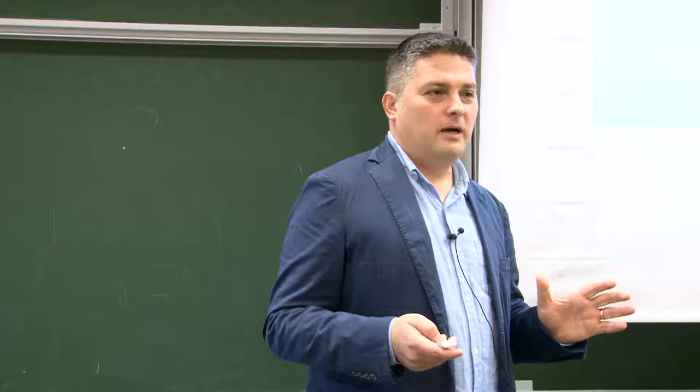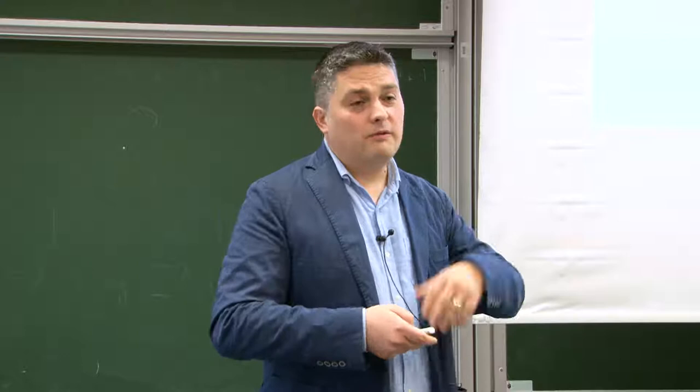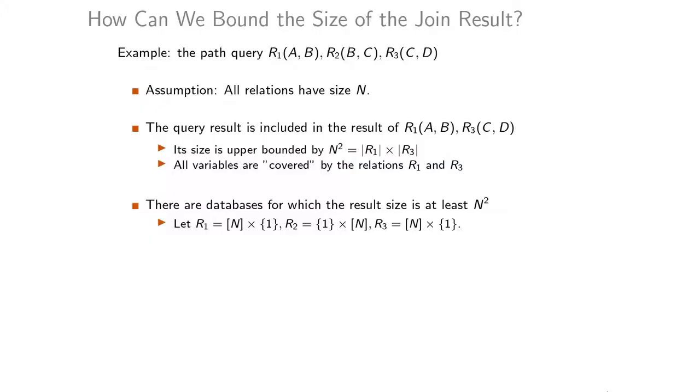So here, the question is this. Can we bound the size of the result of a join, where we assume for the beginning, let's say, that all relations have the same size n, and then we can further refine this, yeah, by allowing each relation to have a different size. Good. So let us look to understand the challenge at the path query.